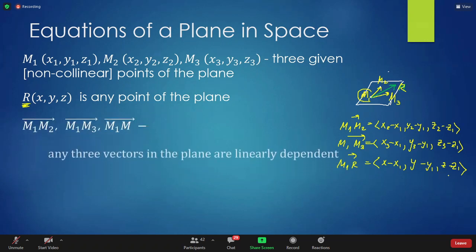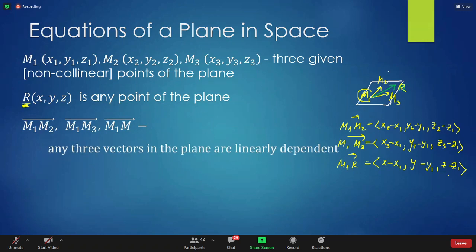So any 3 vectors in the plane are linearly dependent, because if we have 2 given vectors like M1M2 and M1M3, any other vector in this plane can be expressed using the 2 given non-collinear vectors. And linear dependence meant the determinant made from all the coordinates of these 3 vectors is equal to 0. That was from the vectors unit.